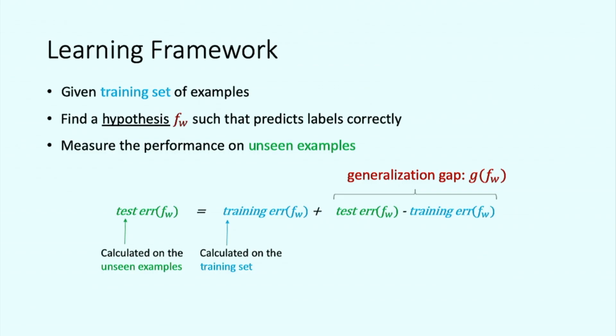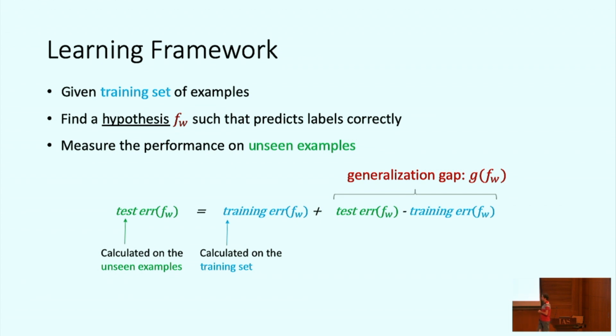So here you see one example of training such a network. To be more specific, we are always given a training set of examples, and we train a network to find a hypothesis F that predicts labels correctly on the training set. But what we really care about is the performance on some set of unseen examples. We call that test error. Test error can be written as the training error on the set we have, plus the gap between training and test, which we call the generalization gap. Here I show it with G of F. This is the main quantity that we care about.